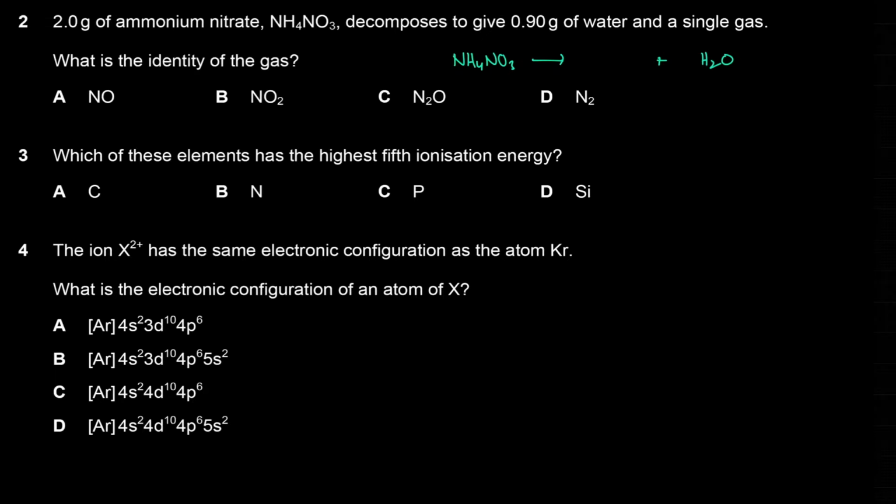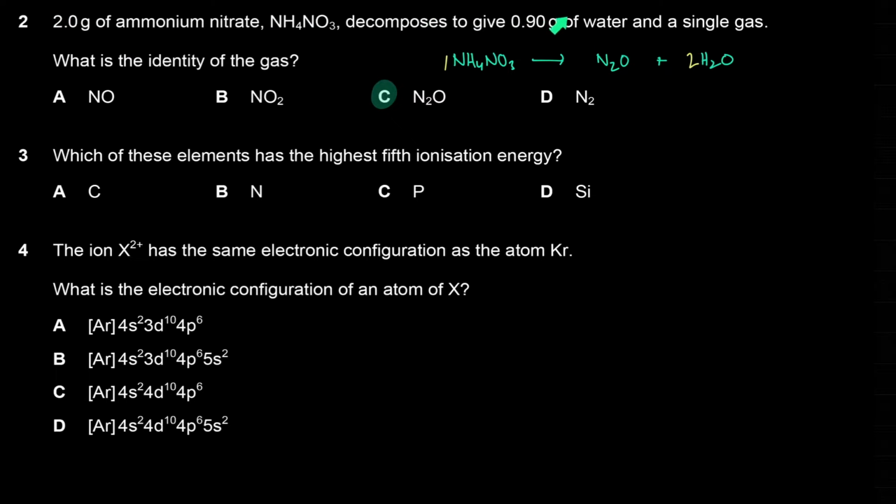If I have one ammonium nitrate, that's 4 hydrogen atoms. So I'm going to need 2 H2O, right? So then how many nitrogens am I left with? I have 2 nitrogens left and 1 oxygen. So that leaves us with N2O. So the answer over here is C.